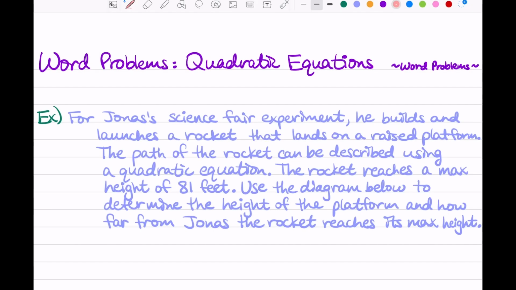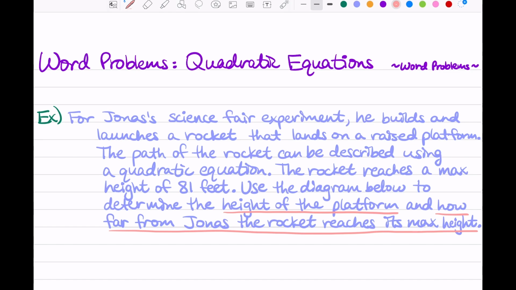For Jonas's science fair experiment, he builds and launches a rocket that lands on a raised platform. The path of the rocket can be described using a quadratic equation. The rocket reaches a max height of 81 feet. Use the diagram below to determine the height of the platform and how far from Jonas the rocket reaches its max height.